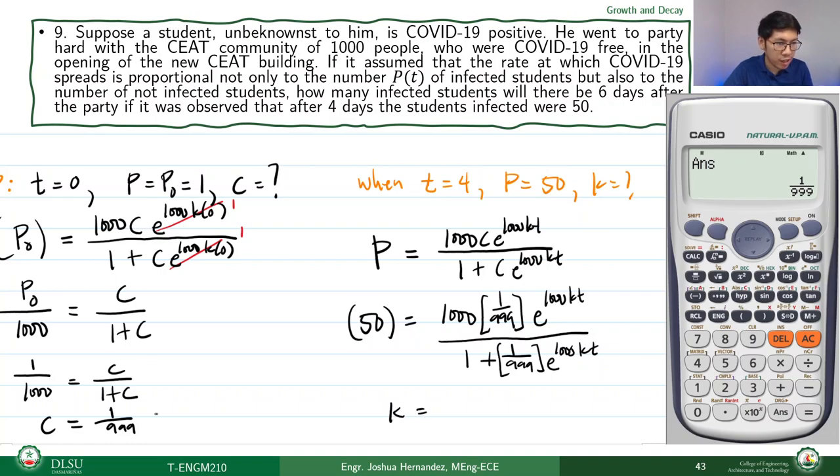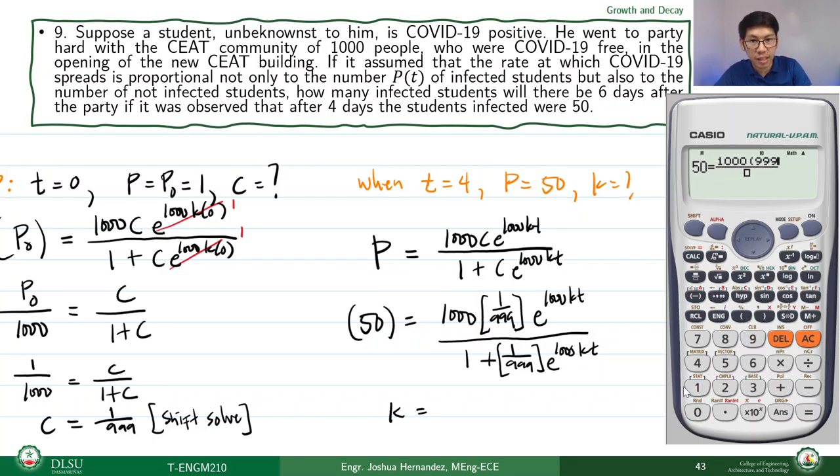And by using shift solve again, how do we do that? Let's go back to the calculator and input our values. We have 50 equals 1,000 times 999 inverse, multiplied by e raised to 1,000 k, which we'll call x, times t, which is 4.